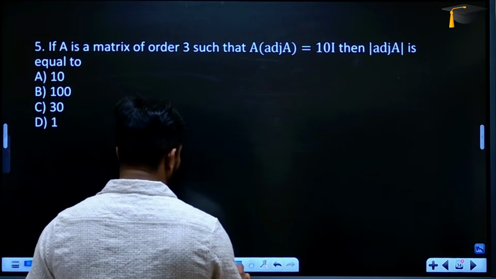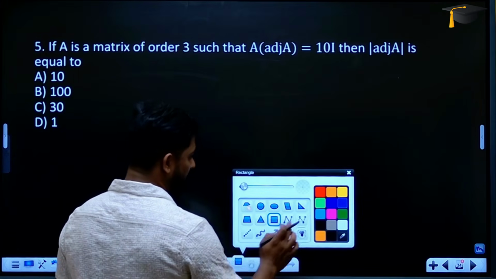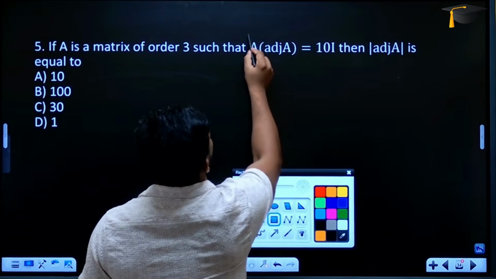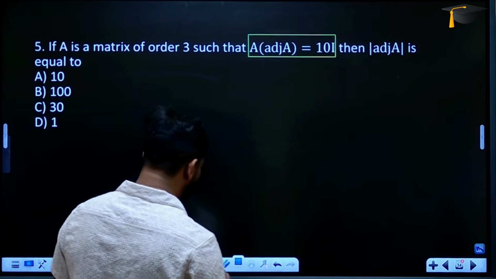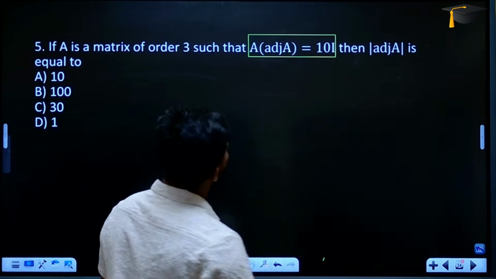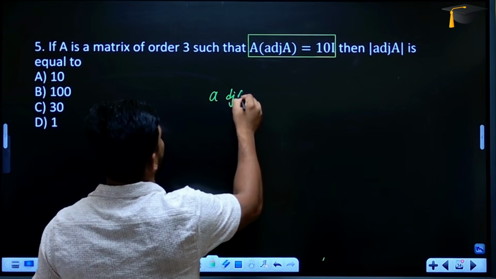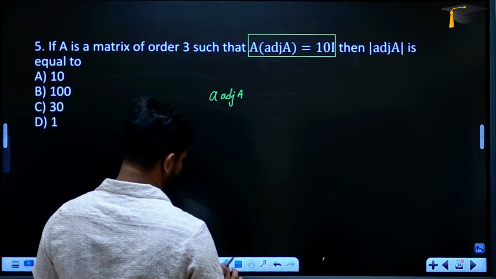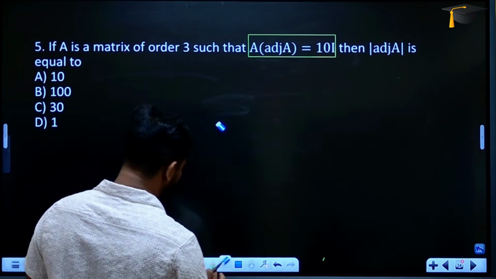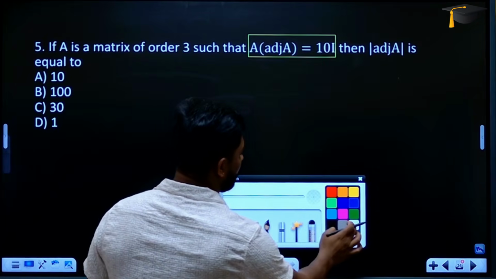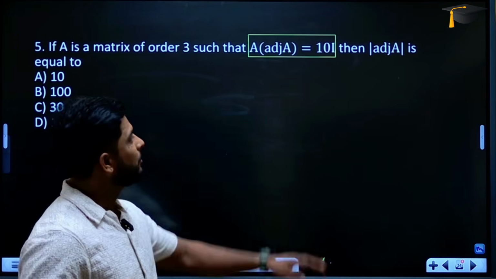Next. Okay, even this is a very good question. Again, when I saw this question, I was actually impressed. So you have to remember two concepts. One is A into adjoint of A. Okay, so there are two things that you have to remember to solve this question.